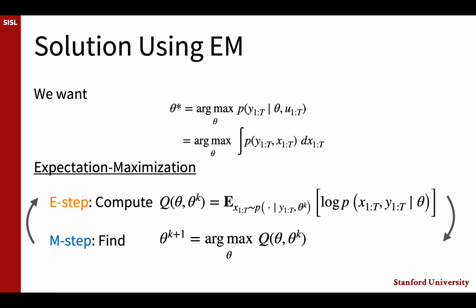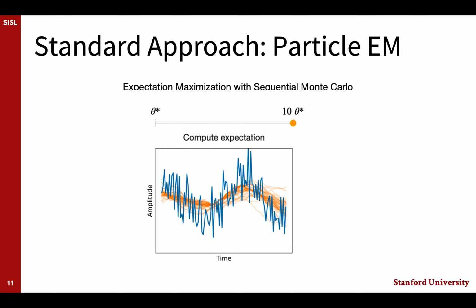However, for nonlinear dynamical systems, we cannot analytically compute this distribution over state trajectories. And so the typical approach to dealing with such a situation is to use something called particle EM. So over here, sequential Monte Carlo is used in order to approximately characterize the distribution over hidden states in the E step, and then in the M step, an update is made using that approximate distribution.